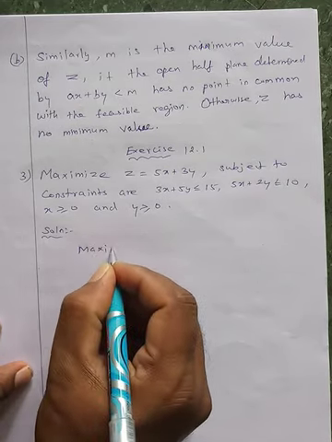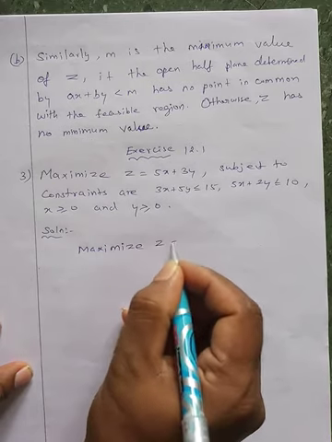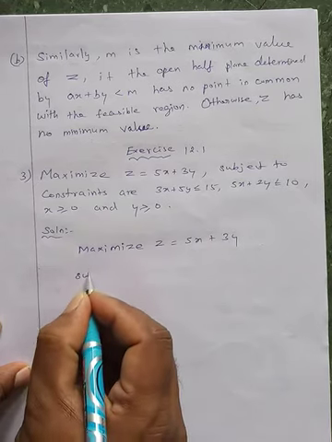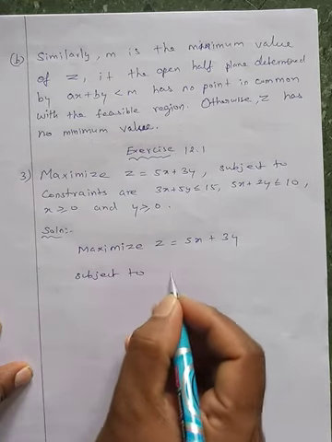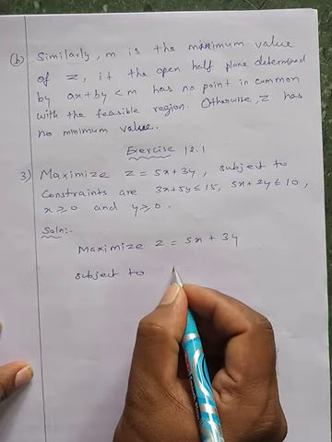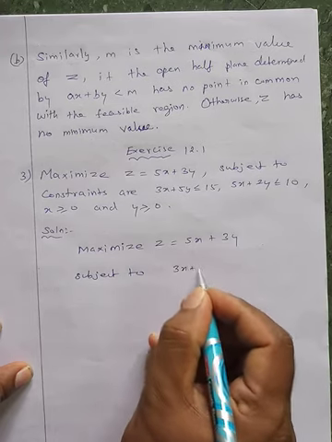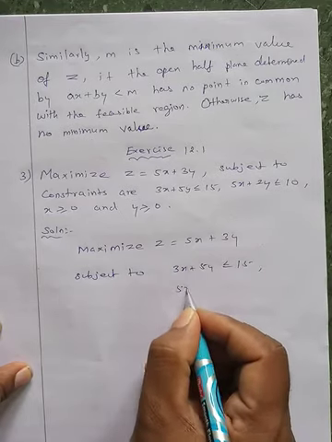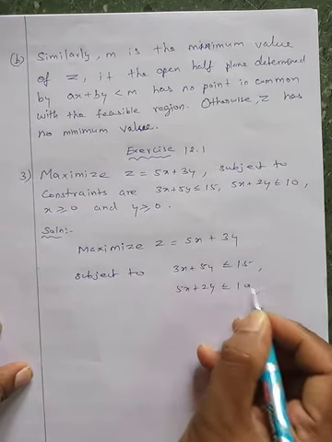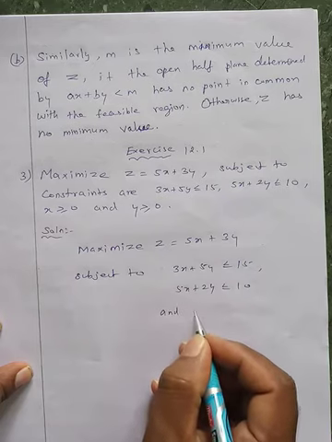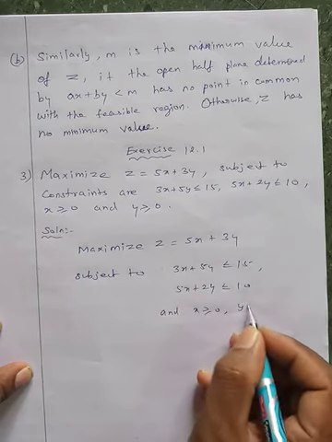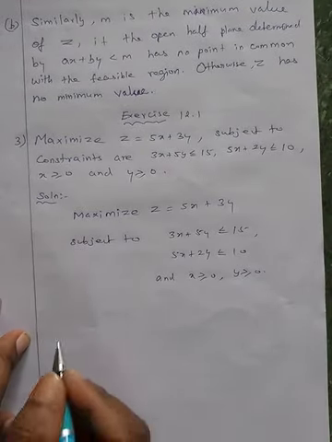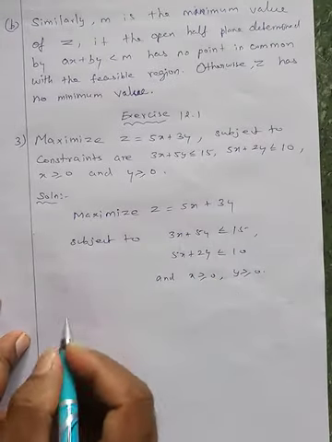Now solution. First, the given objective function. Maximize z is equal to 5x plus 3y subject to the constraints 3x plus 5y less than or equal to 15, 5x plus 2y less than or equal to 10, and x greater than or equal to 0, y greater than or equal to 0. First of all, draw the graph of the line.